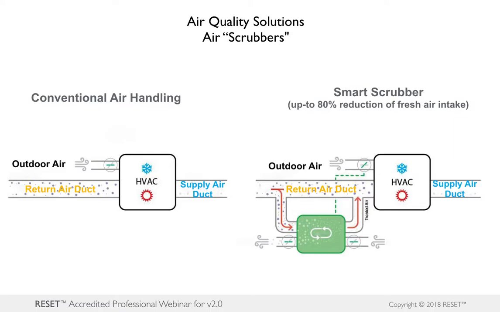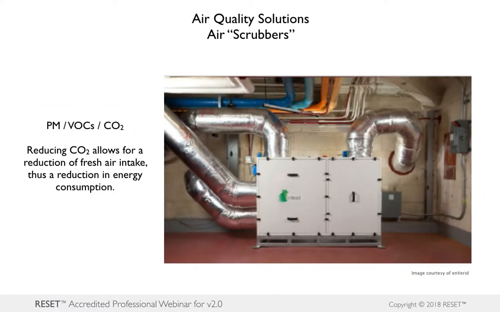Whatever is trapped is subsequently released or exhausted, and it needs to be exhausted on a regular basis. Ideally, you exhaust to the outdoors if it's part of the HVAC system, or through a dedicated pipe or some venting. This is just one example of what these systems look like, courtesy of Envirid. And again, you can address a number of different pollutants with these systems.